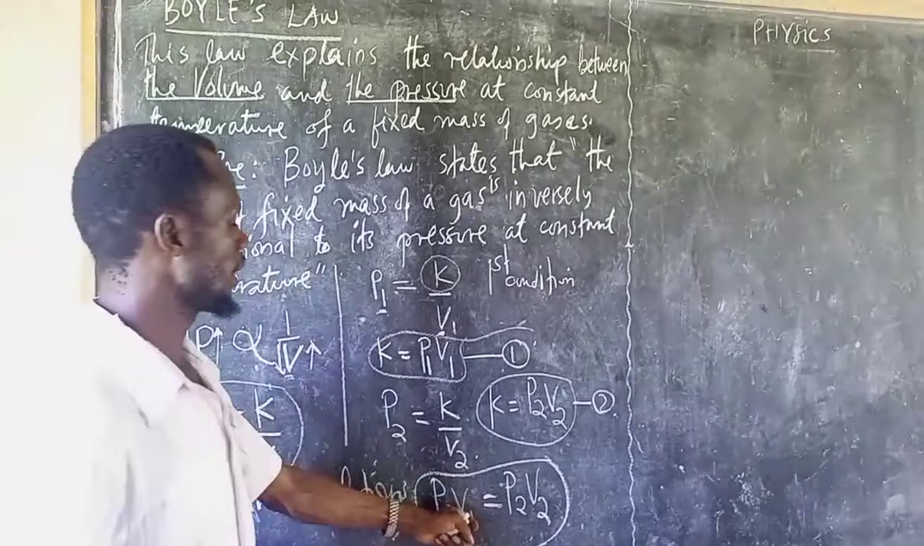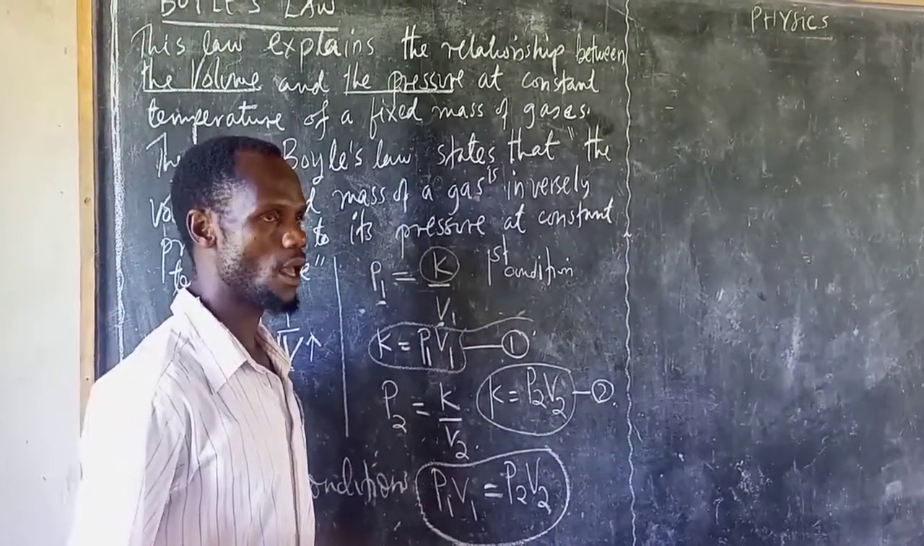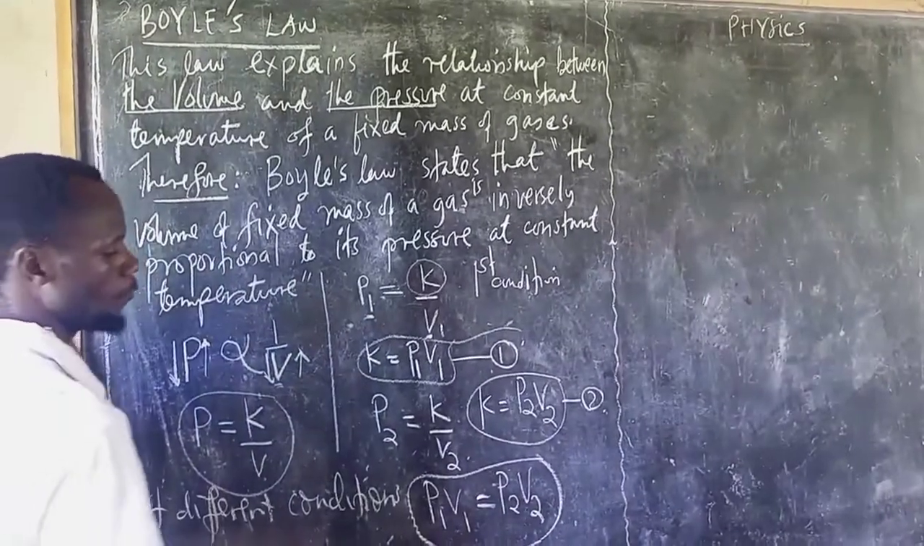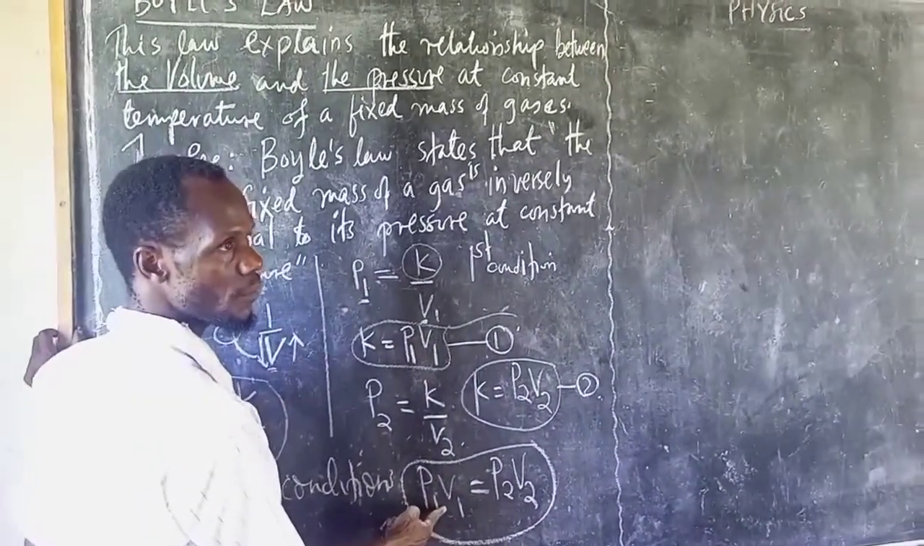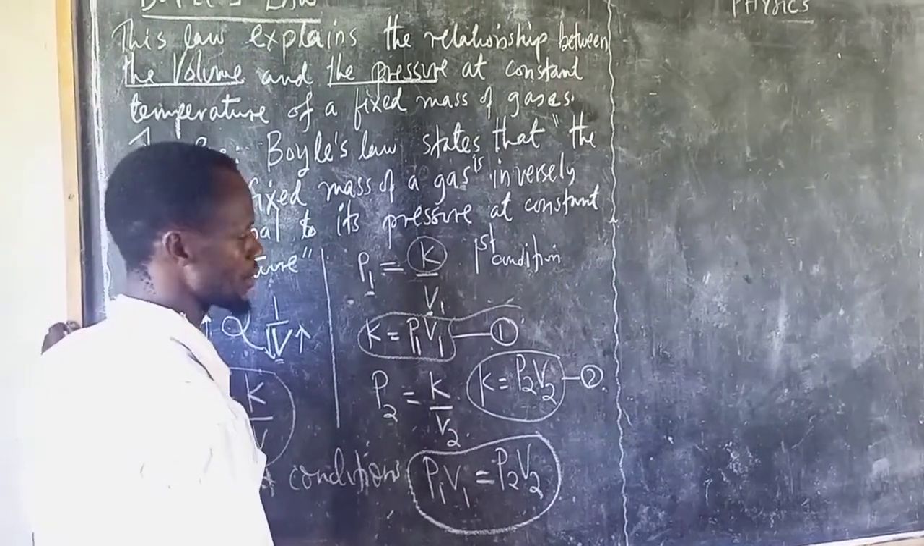Now this equation can definitely be used to determine what is missing. If you find there is a variation of pressure and volume, that is Boyle's law, so you must apply Boyle's law.